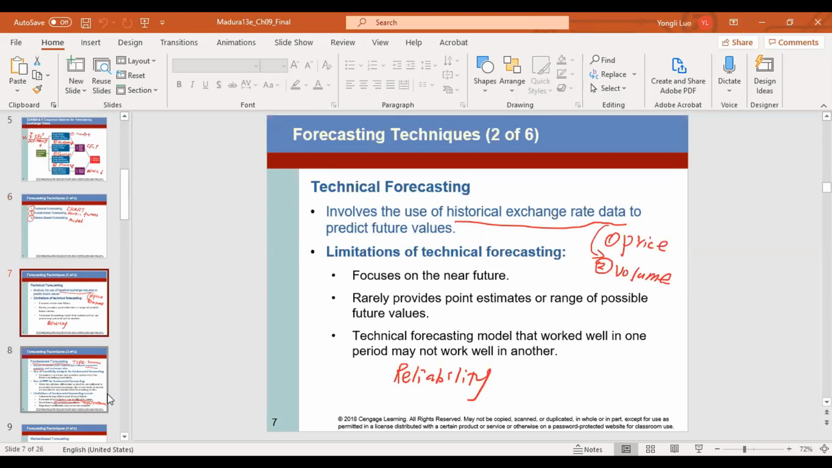The limitation of technical forecasting is that it focuses on the near future and it rarely provides point estimates or a range of possible future values. Technical forecasting models that worked well in one period may not work well in another.